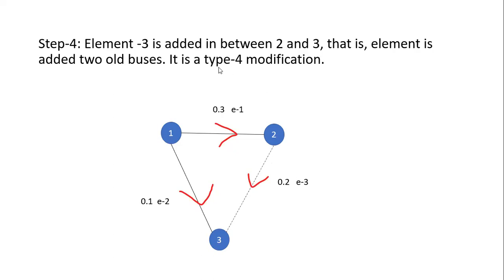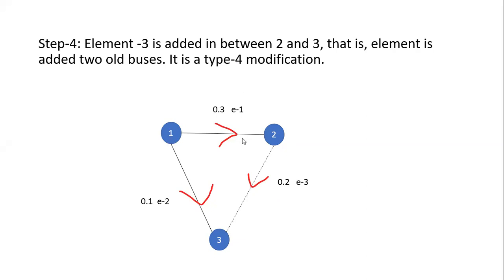In the type 4 modification and type 3 modification, the element is considered as a link. That's why this element is represented like this. The dotted line represents the link. Therefore it is equal to 0.2. That element is 0.2.